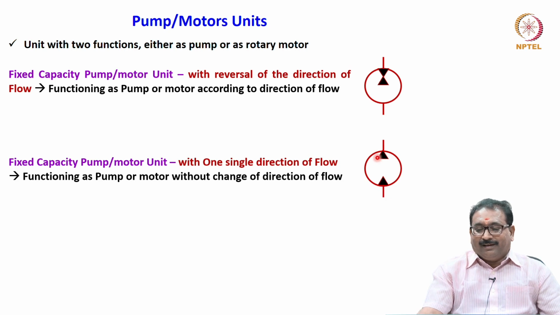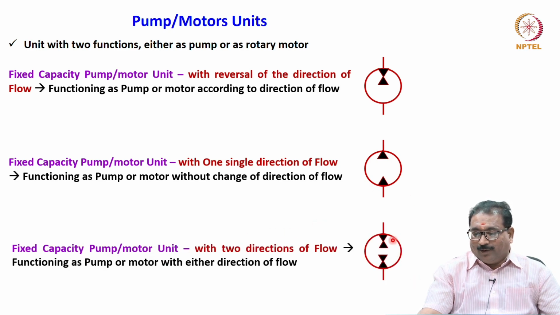Now we will see here, this is a pump and this is a motor. How to read? Fixed capacity pump or a motor unit with a single direction of flow, meaning functioning as a pump or a motor without change of direction of flow.